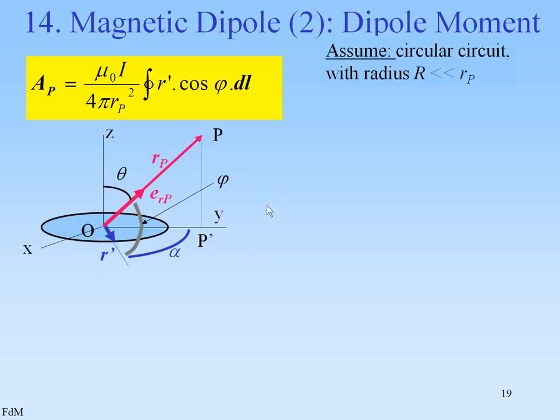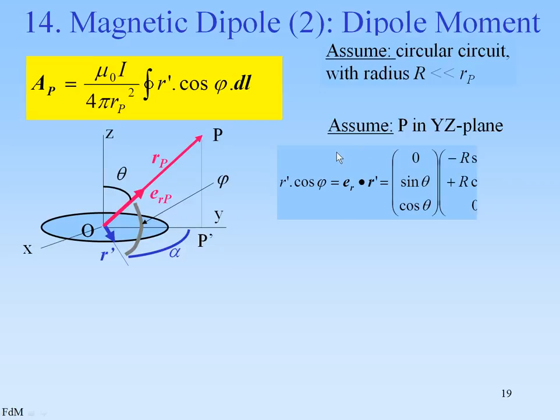Here is the situation for a circular circuit, and the radius of the circular circuit R is much smaller than Rp. Assume that P is in the YZ plane. That means no loss of generality. And when we calculate R prime cosine phi, we can do that using the scalar product of the two vectors, ER and R prime. Suppose it is under angle alpha.